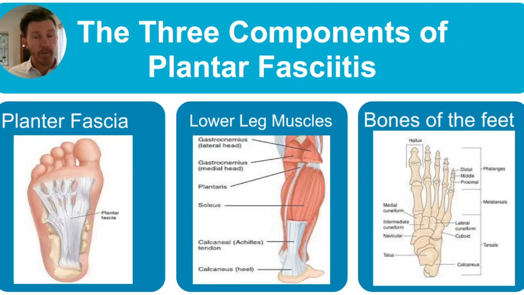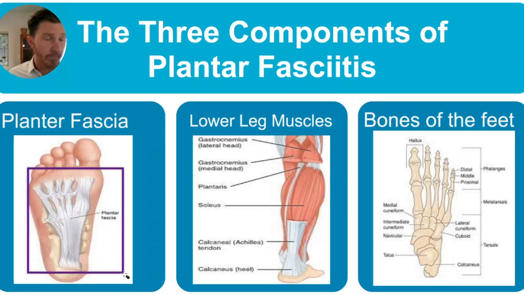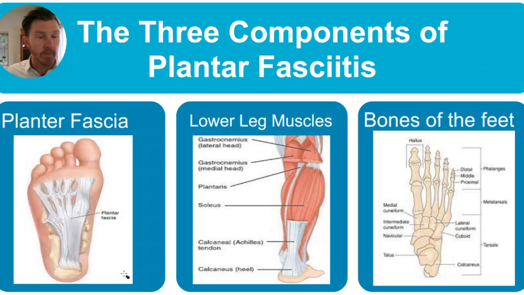So we talked about the 3 arches on the bottom of the foot, and now we'll look at the 3 components. We already looked at this. This is the plantar fascia, considered the primary component. This is where the overuse injury happens, and this is also the place where the degeneration of that fascia happens.